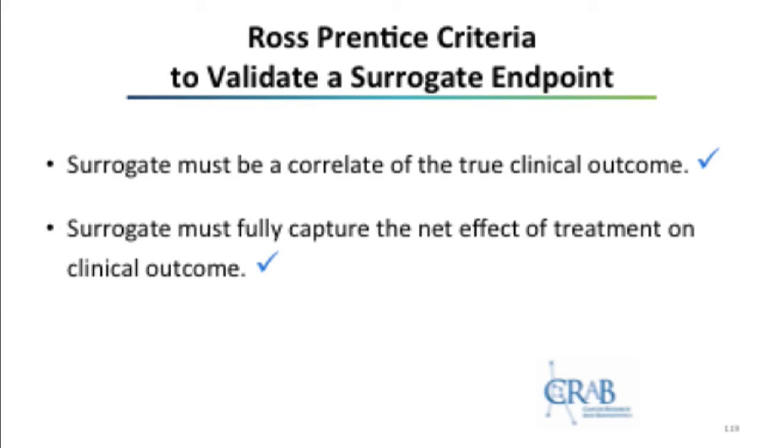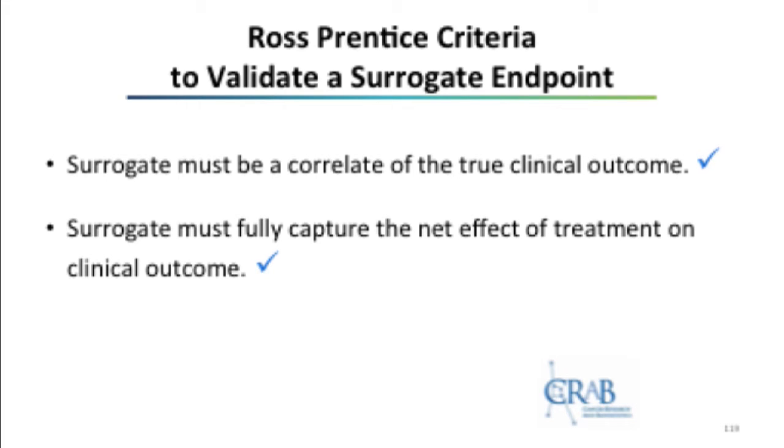So I just wanted to go back to what Dan Sargent so nicely explained this morning about the definition of surrogacy: that it must be a correlate to the true clinical outcome, and it must also fully capture the net effect of treatment on all mechanisms of action on the clinical outcome. And I think we're getting close, right? There's definite evidence for both, but it hasn't been fully proven.